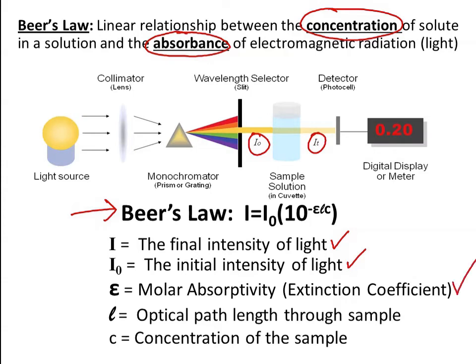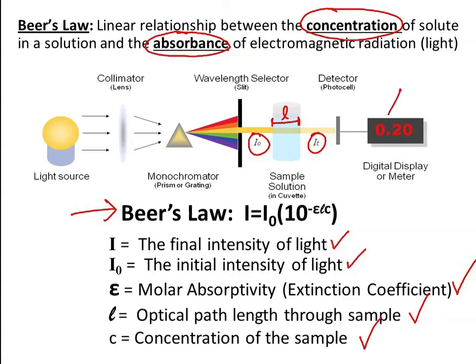Epsilon is the molar absorptivity, and we also call this the extinction coefficient. The extinction coefficient is a measurement of how strongly a substance absorbs light at a given wavelength. It's an intrinsic property of the substance, so it's going to be a constant value. L is the optical path length through the sample cuvette. So on the spectrophotometer diagram, you can see it's this length right here. This is L. And C is the concentration of the sample that's being analyzed.